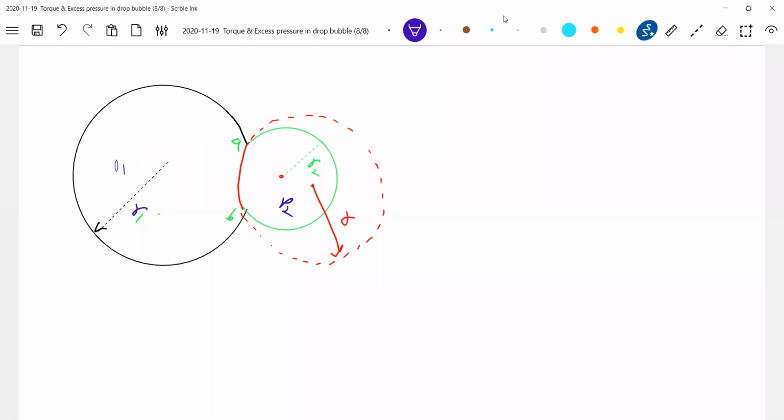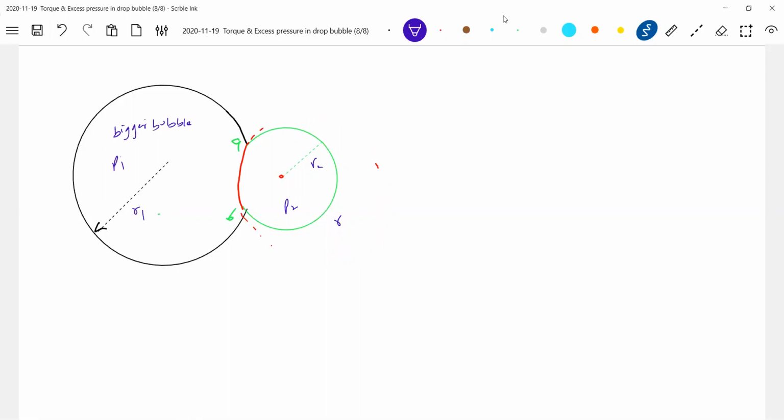Pressure P1. This is the bigger bubble. This is the smaller bubble. Pressure is P2. This is a radius R. I'll just take this out. This is not needed for us.